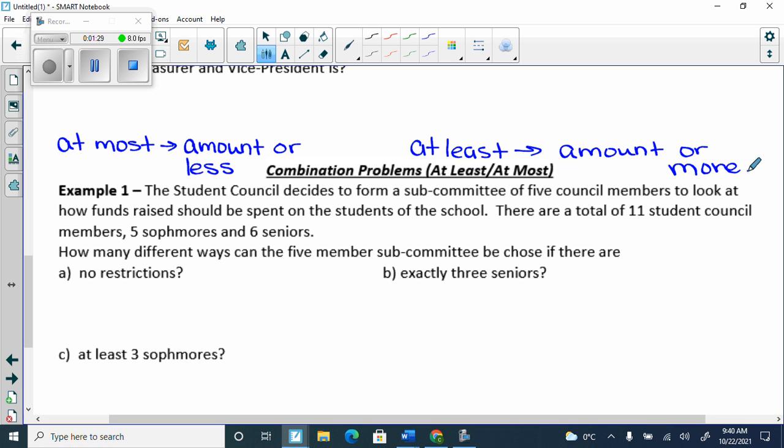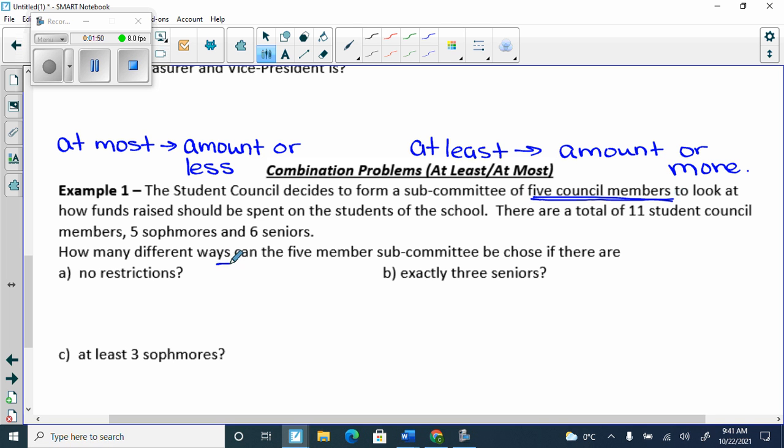So example 1. The student council decides to form a subcommittee of 5 council members. So we need 5 council members. No matter what we do, we're going to have 5, correct? Just like yesterday when we had the 7 council members and I had 3 girls, then you said, oh, I need to have at least 4 boys then because we need to have 7, right?